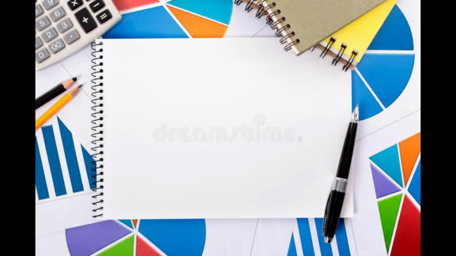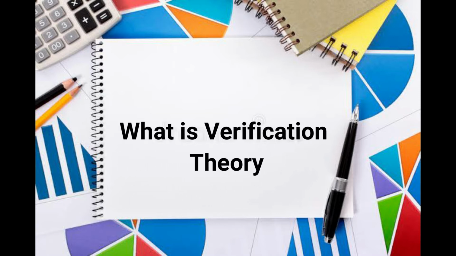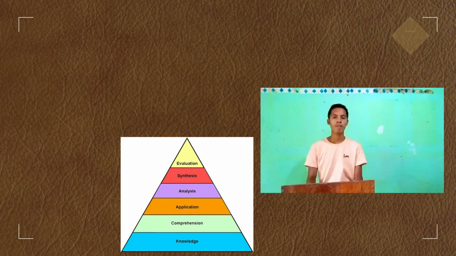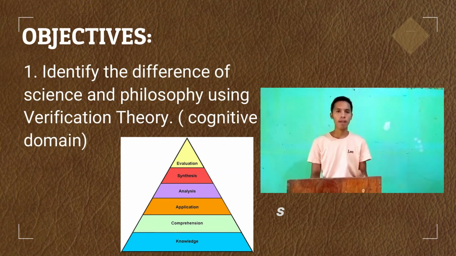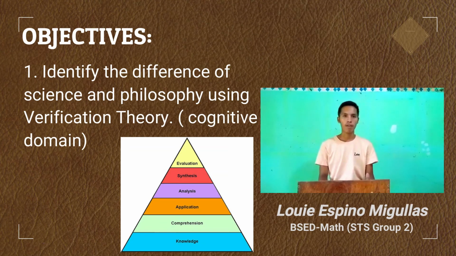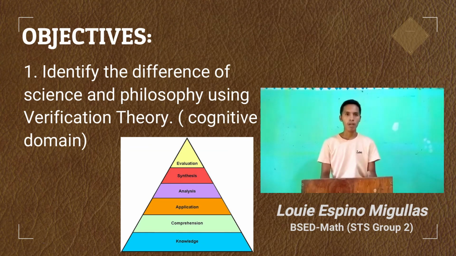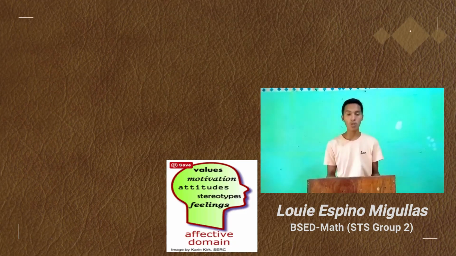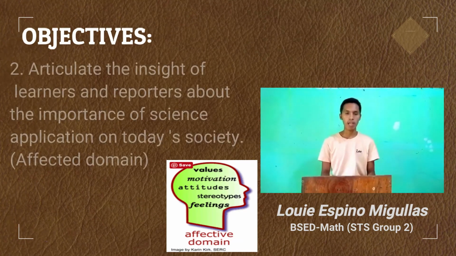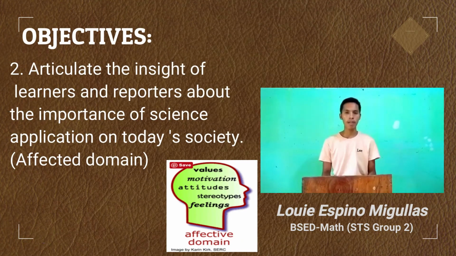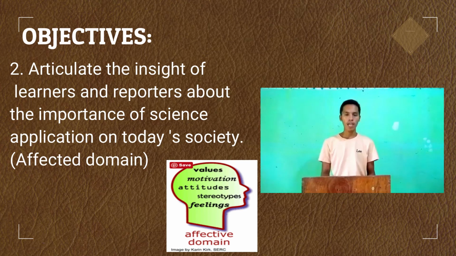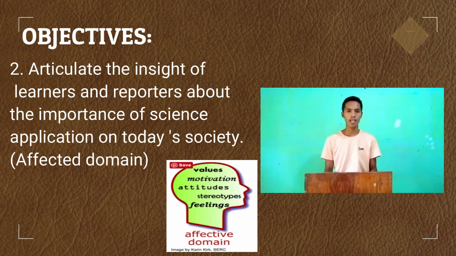And we will also discuss what verification theory is. But first, the viewers should know what our learning objectives are in this video. There are two objectives in our topic, the cognitive domain and the affective domain. First is the cognitive domain. You need to identify the difference between science and philosophy using the verification theory. The second, the affective domain, is that you need to articulate the insight of learning and reporters about the importance of science applications in today's society.